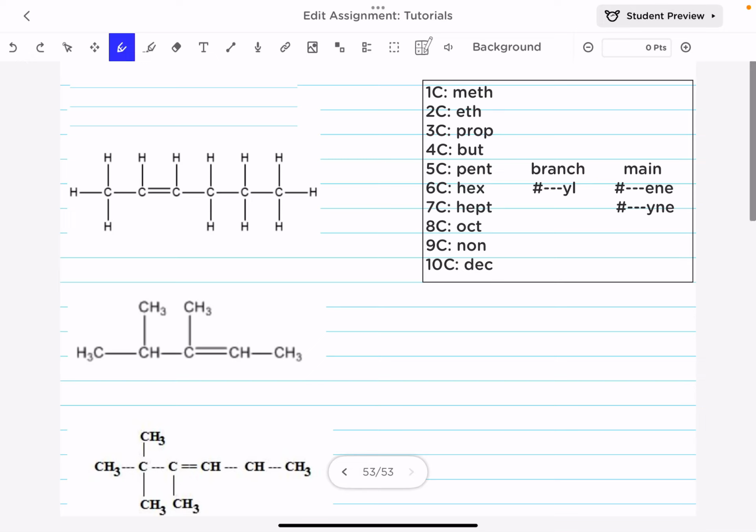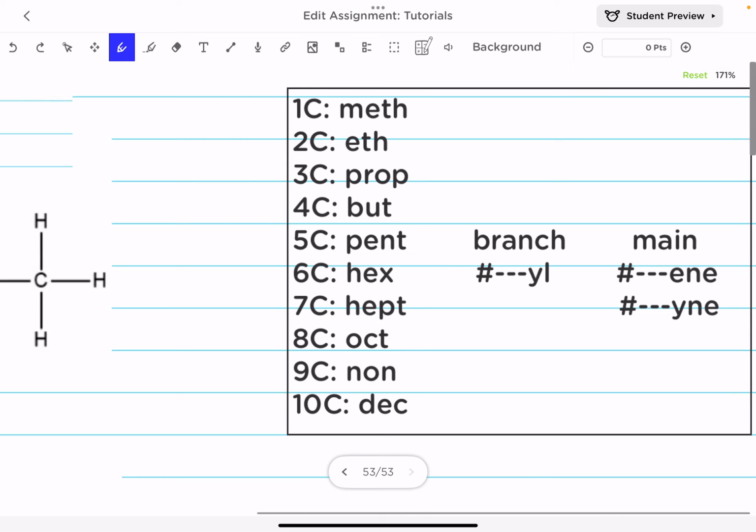In this video tutorial, I will explain to you some simple ways to follow when you are naming and writing the IUPAC name of an alkene or alkyne. Now, first, you need to memorize the prefixes of the main chain carbon.